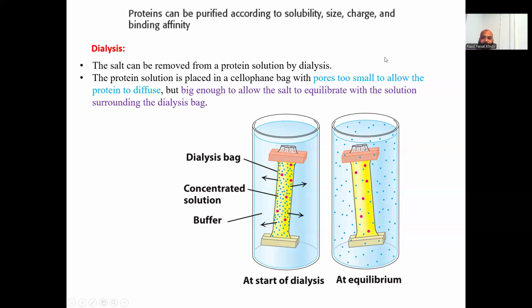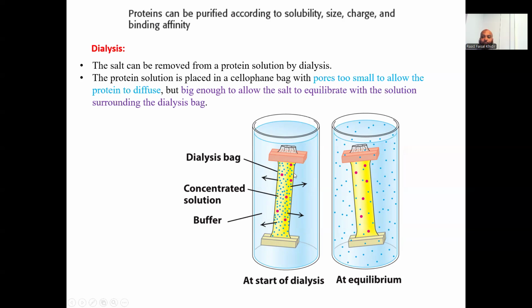Now, dialysis. Proteins can be purified according to solubility, size, charge, and binding. We talked about solubility, that's salting in and salting out. Dialysis: salt can be removed from a protein solution by dialysis. The protein solution is placed in a cellophane bag with pores too small to allow proteins to diffuse, but big enough to allow the salt to equilibrate with the solution surrounding the dialysis bag.